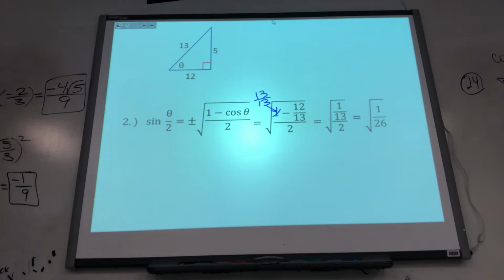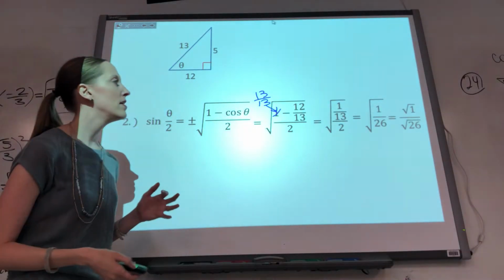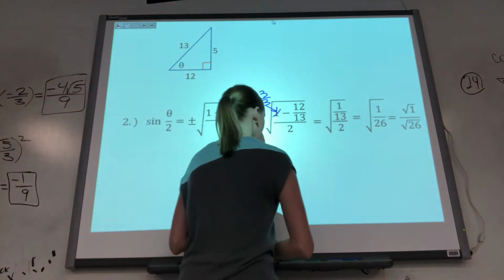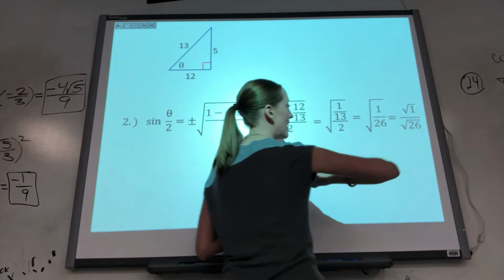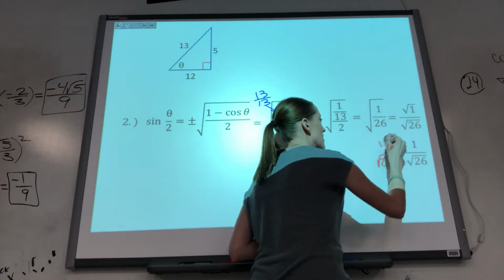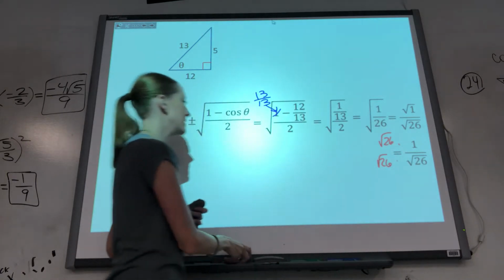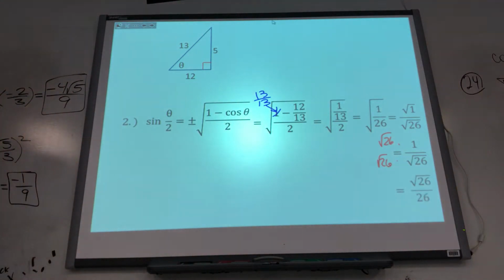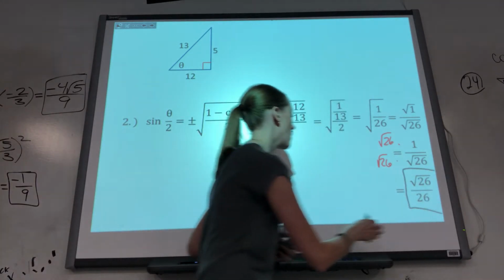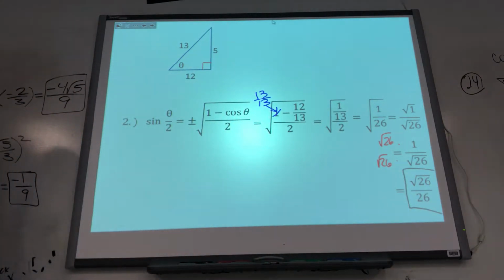So let's do what we did on the last one. Break the square root up into the top and bottom separately, because the square root of 1 is just 1, and now I can rationalize that. I'll take the top and bottom times the square root of 26. So, square root of 26 over 26. That is sine of theta over 2.